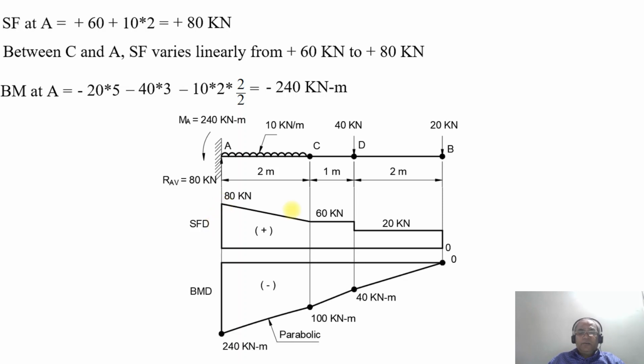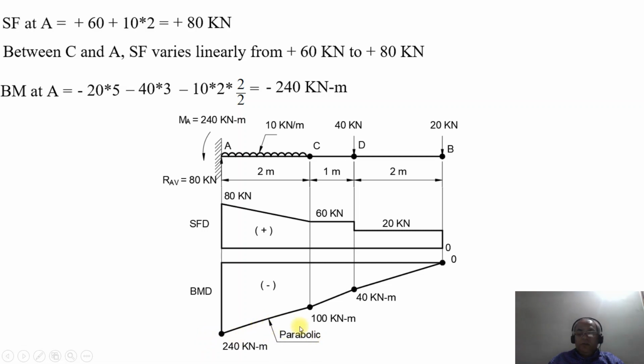That is how you get from minus 40 kilonewton meter to minus 100, and from minus 100 to minus 240. As we can see in the UDL, it is 10 into 2 into 2 by 2, so W into x by 2, which will be equal to W x squared by 2. Since the power of x is 2, you will get a parabolic curve. Between the points C and A you have a UDL, so in the bending moment diagram you will get a parabolic curve. That is the reason why we join point C to point A by means of a parabolic curve.